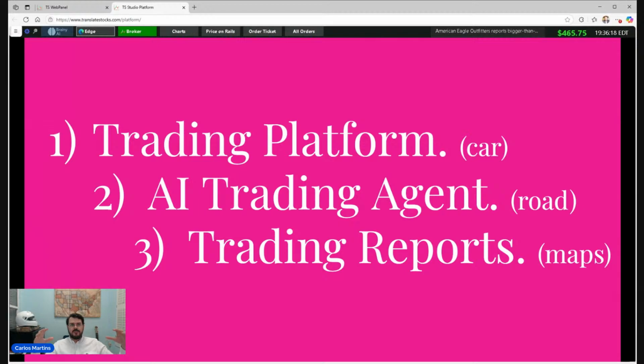And using the same metaphor that I'm showing you guys here, the trading platform is like the car, and the AI trading agent is like the road. So when we talk about the AI trading agent, a lot of people get lost on what is this thing? What is this thing doing for me?